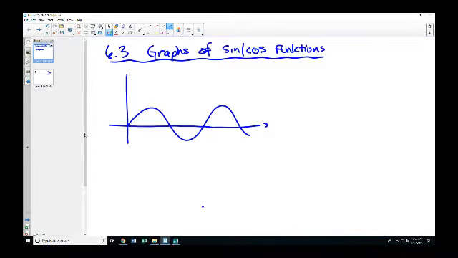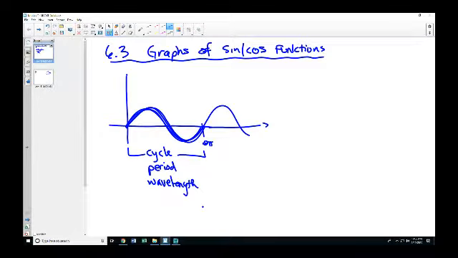One cycle is 2 pi, and then it repeats. So, one cycle, or one period, if you are talking physical measurement, wavelength. I'm sure there are other words too.